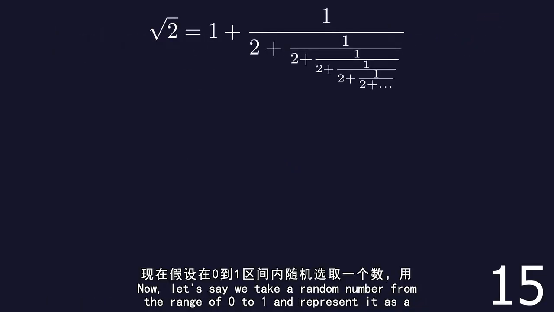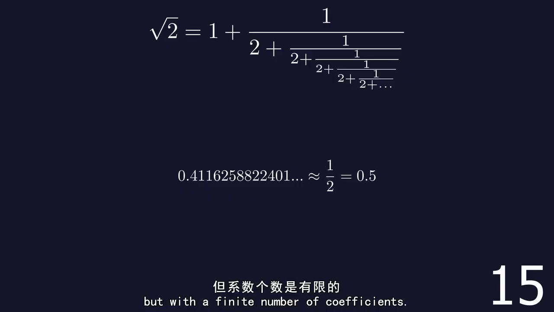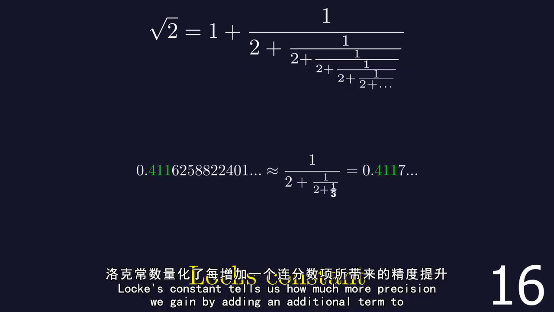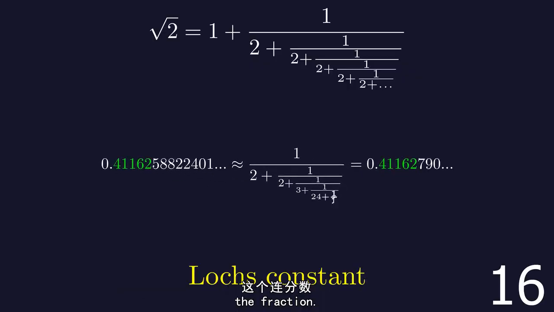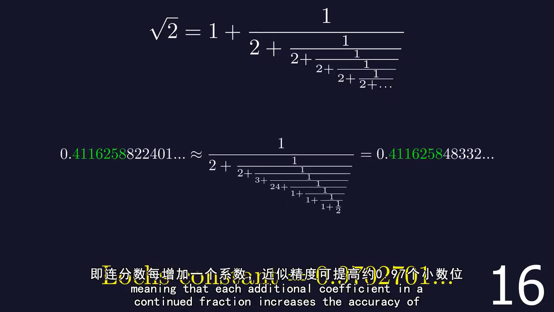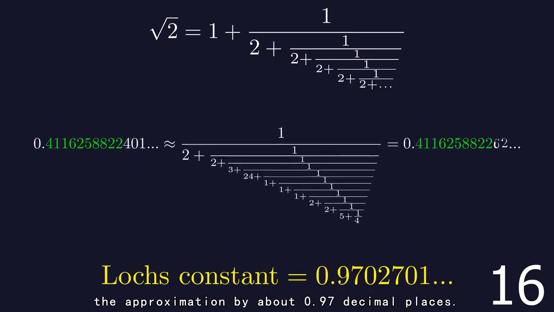Now, let's say we take a random number from the range of 0 to 1 and represent it as a continued fraction, like the square root of 2, but with a finite number of coefficients. Lochs's constant tells us how much more precision we gain by adding an additional term to the fraction. It is approximately 0.97, meaning that each additional coefficient in the continued fraction increases the accuracy of the approximation by about 0.97 decimal places.